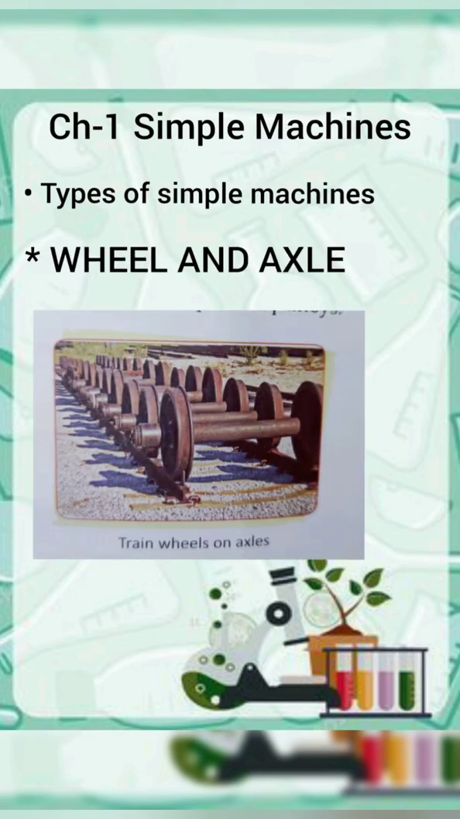Next we are having wheel and axle. Here you can see the wheel and axle is also known as simple machine that helps to move objects across distances. So the axle is a rod that goes through the wheel, and the examples are wheels of a car or bicycle, doorknobs. These are some of the common examples.